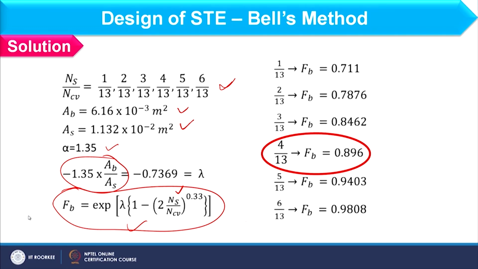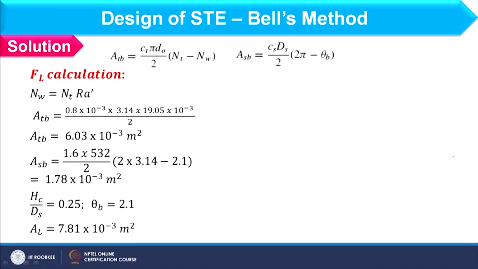So, NS should be 4 in this case, because the FB value you can obtain is 0.896, which is more than 0.85, right. So, NS you can fix as 4. Fine. So, now we can calculate the leakage correction factor. For that, we should calculate ATB and ASB.